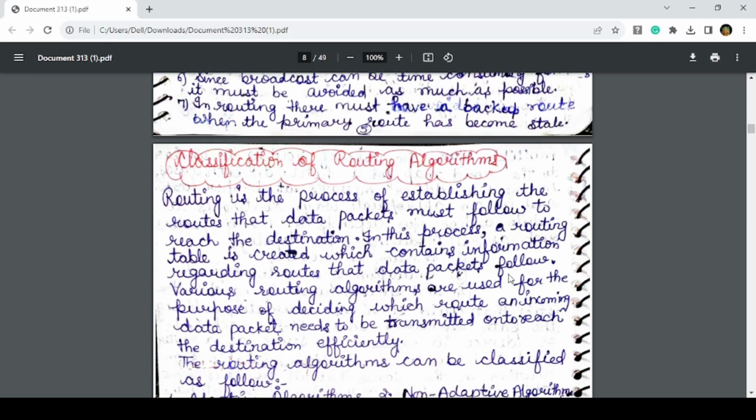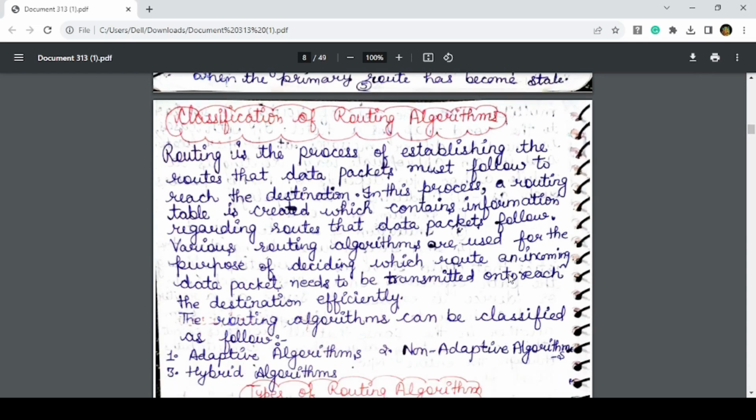Now, the next topic is, what is the classification of routing algorithms? Routing is the process of establishing the routes that packets must follow to reach the destination. In this process, a routing table is created which contains information regarding the routes that data packets follow. Various routing algorithms are used for deciding which route incoming data packets need to be transmitted on to reach the destination efficiently. Routing algorithms can be classified as follows.